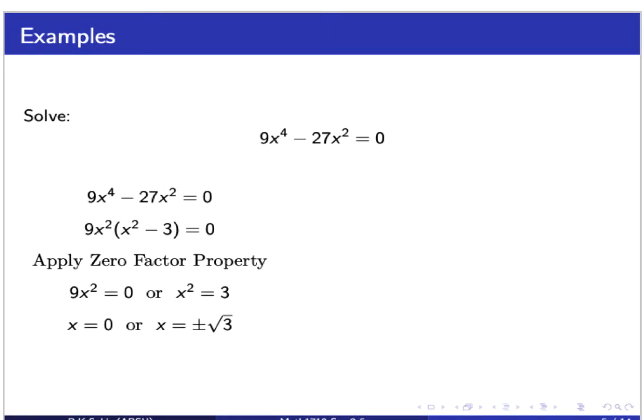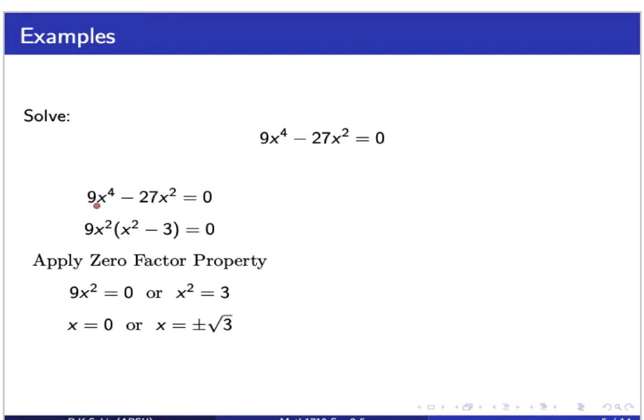So we're going to solve this fourth degree polynomial equation: 9x^4 minus 27x^2 equals 0. The highest power of the polynomial is 4 here. So let's start. Let's write this equation, and now look at the left hand side, 9x^4 minus 27x^2. We'll try to take the common parts out.